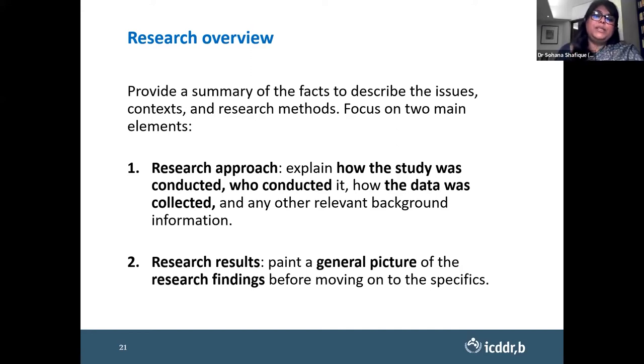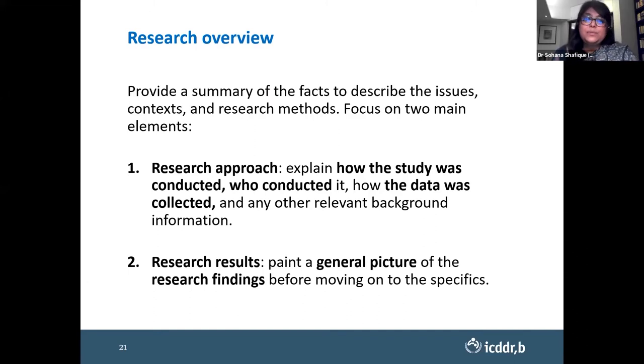In the research approach, we explain how the study was conducted, who conducted it, how the data was collected, and any other relevant background information. And in the results section, we paint a very general picture of the research findings before moving on to the specifics. While we are presenting these results, we have to be careful that we shouldn't provide very detailed statistical significance in these sections, because it's important for writing and interpreting the results, of course, but for the policy audience, it's not very important.